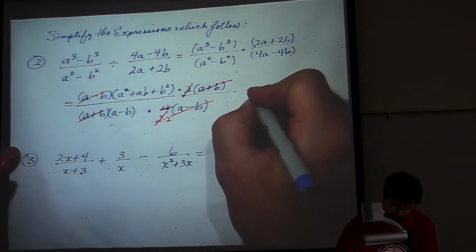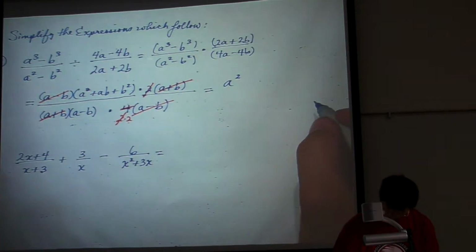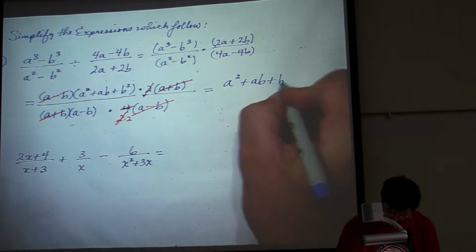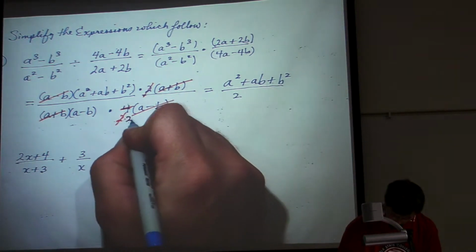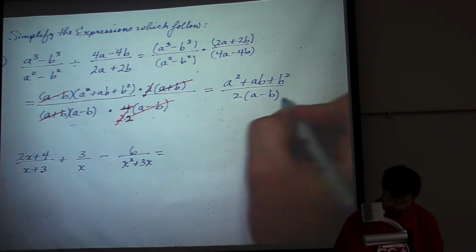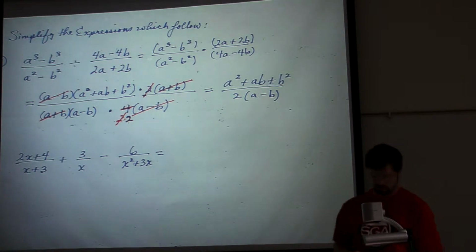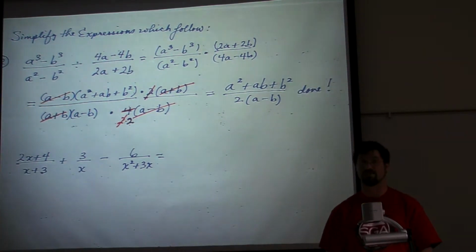So our final result is a squared plus ab plus b squared over 2 times, because we have a 2 right here, 2 times the quantity a minus b. You do not have to distribute that in. You can leave that in factored form. You are done. So I hope you got that.